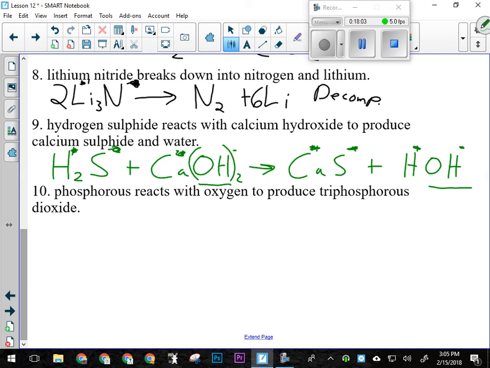Now I need to balance. On this side, there are 2 hydrogens. How many over here? There's just 1, because this hydrogen is part of OH. That's why I write it that way, so I don't get them confused. There are 2 hydrogens here and only 1 here. So I'm going to put a 2 there. When I do that, that gives me how many OHs? 2. And over here there are 2. All right, 1 calcium, 1 calcium, 1 sulfur, 1 sulfur. That was the only number I had to add to make it balance.